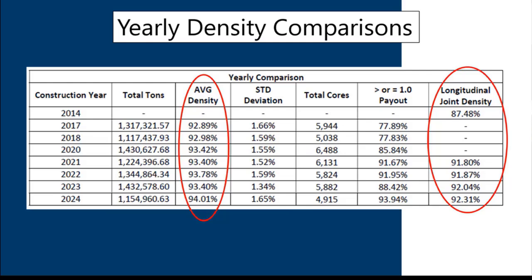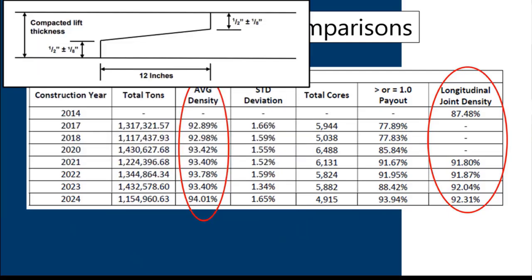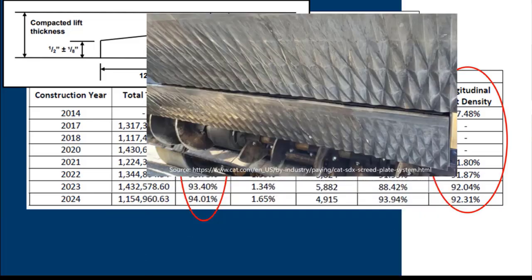So these increases can be attributed to many things, but some of the biggest reasons for us and some of the things that stick out are the introduction of regressed air voids in the mix design. That was about 2020 or 2021. The introduction of the notched wedge for our longitudinal joints, as seen in the picture. Paver innovations such as the SDX screed, which has these diamond-shaped grooves on the bottom that help to knead the mix.